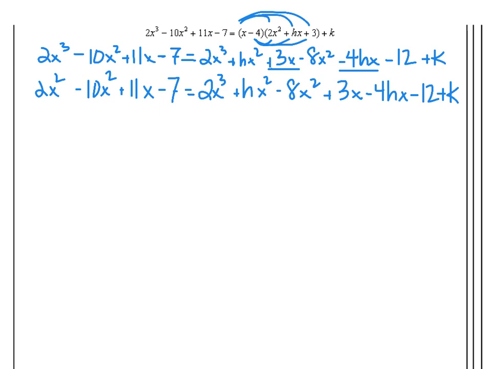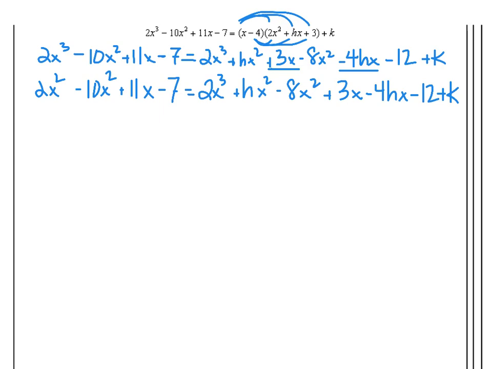Okay, now there's a reason why I did this, because if you look at these two here, these are your x squared terms. And the thing is, if I knew what h was, couldn't I take whatever that number is, subtract 8 from it, and I should get negative 10, because we want this left side to equal this right side. Think about that. So some number minus 8 we want to equal negative 10. Okay, so let me go back. I'm going to write that down.